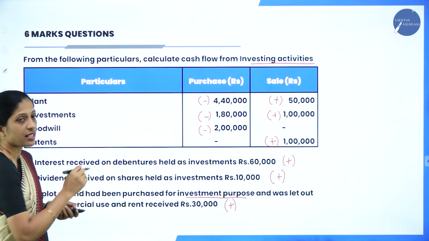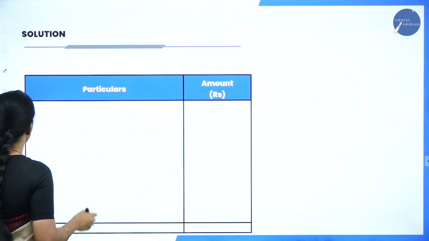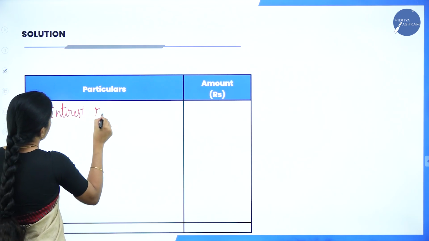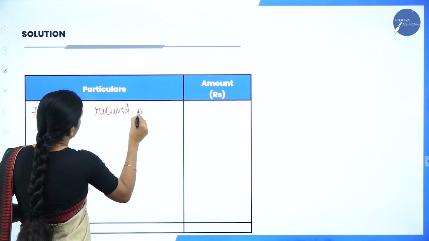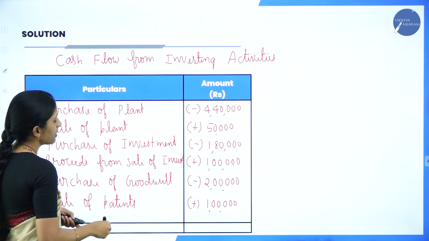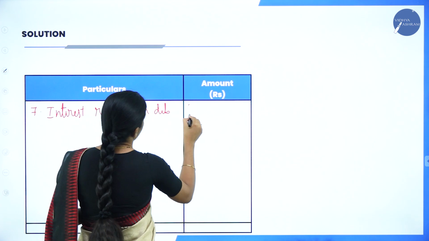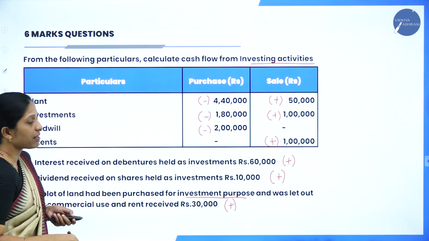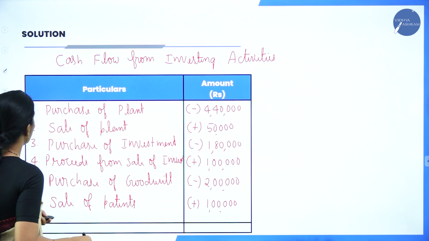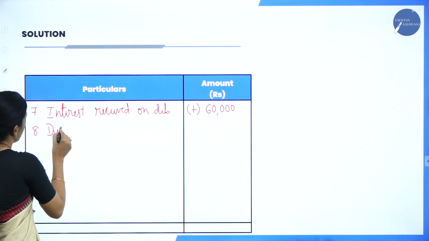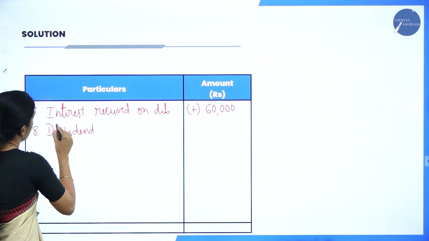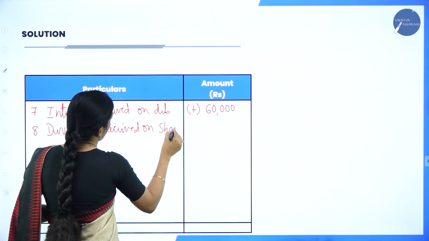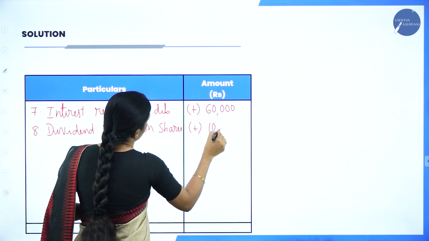Next we have interest received on debentures, plus 60,000. Next we have dividend received on shares, plus 10,000.